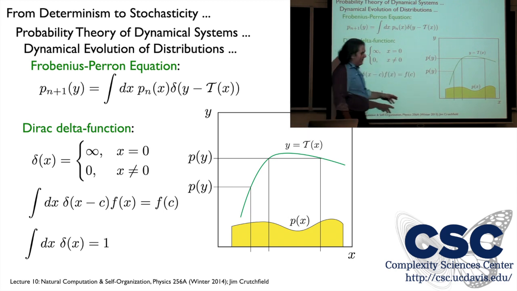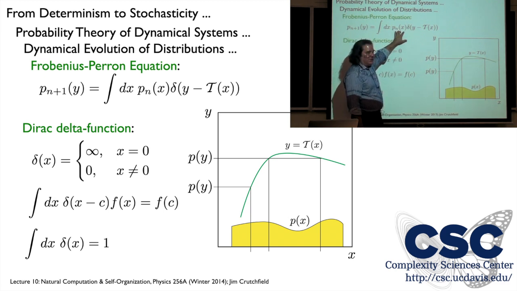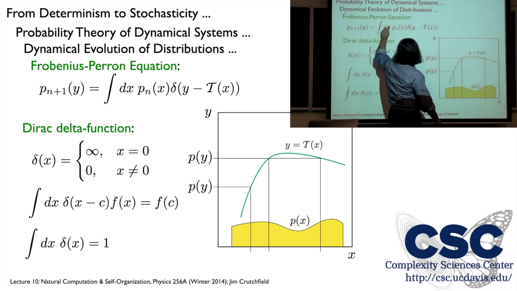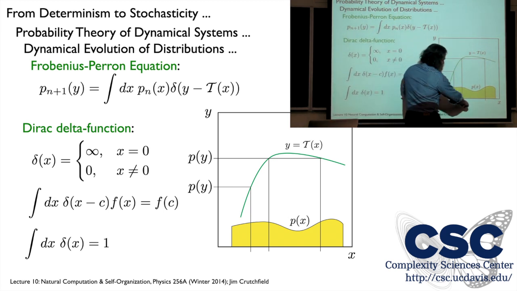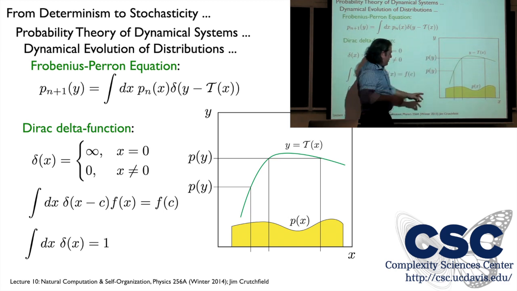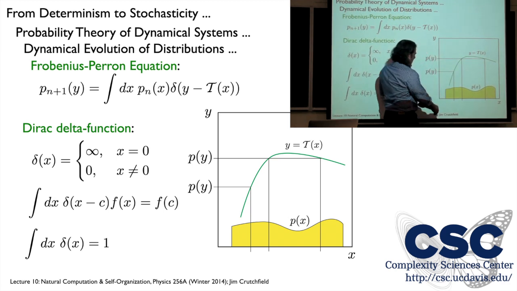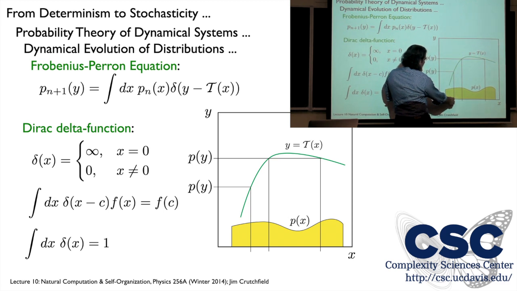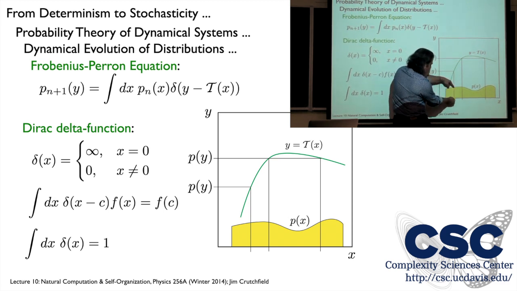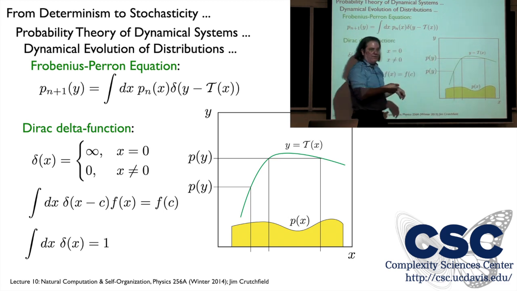Okay, so now what's going on? So remember, the goal here is to come up with an operator that pushes a distribution forward. So what we're doing is we're integrating along x, the domain of the function. And at each point where I'm at x, where y is equal to t of x, I grab this probability amplitude and move it over here.